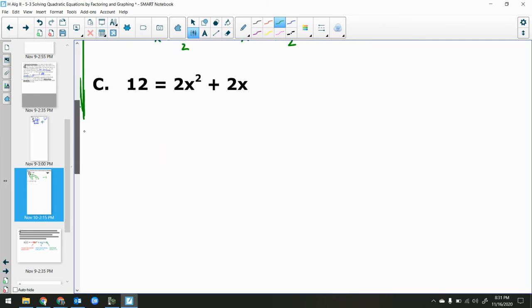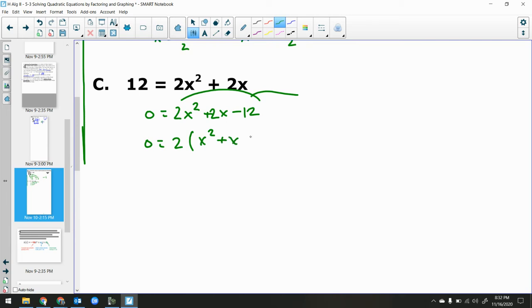Okay. Taking a look here. So first step, getting it solved for 0. Subtracting the 12 over to the other side: 2x squared plus 2x minus 12. Okay, so look what I can do here. Instead of trying to do this hard type of factoring, just factor out a 2, folks. That's going to leave me with x squared plus x minus 6, which makes that a lot easier. 0 is equal to 2 times (x plus 3)(x minus 2). Positive 3 times -2 is -6. Positive 3 plus -2 is positive 1.